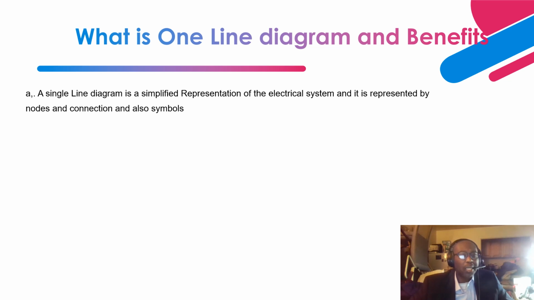Okay, so I made mention of what a one-line diagram is. Basically it's a single line, a simplified representation of the electrical system, and it has many nodes, connections, and symbols. And there are so many benefits tied to one-line diagrams.